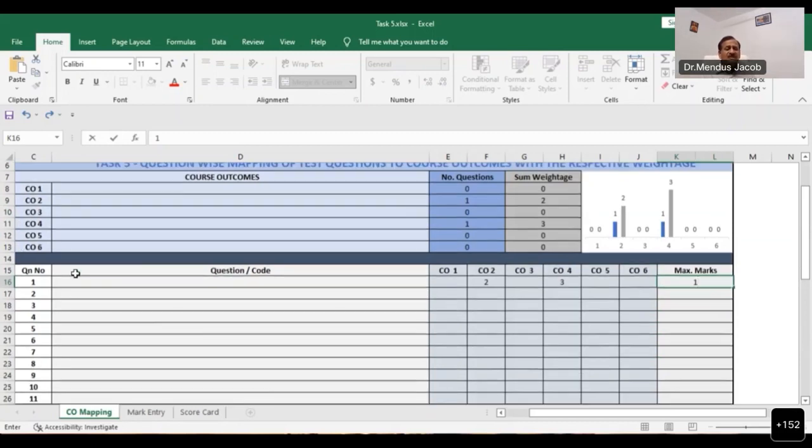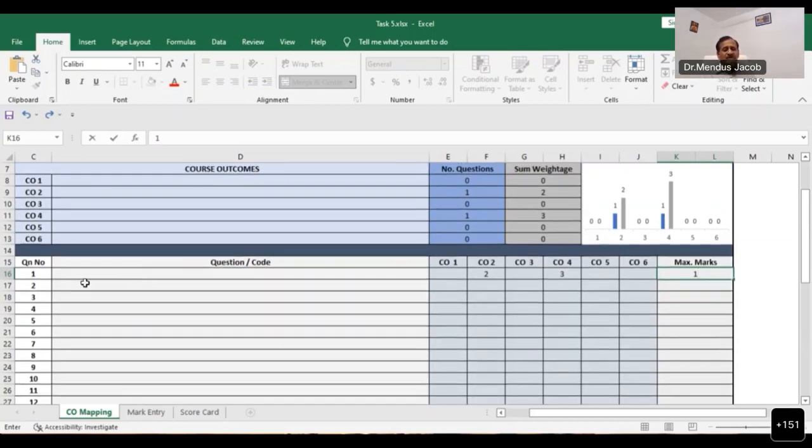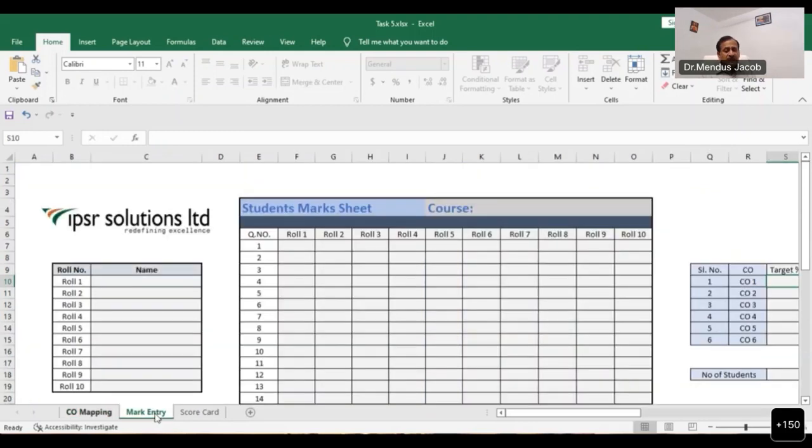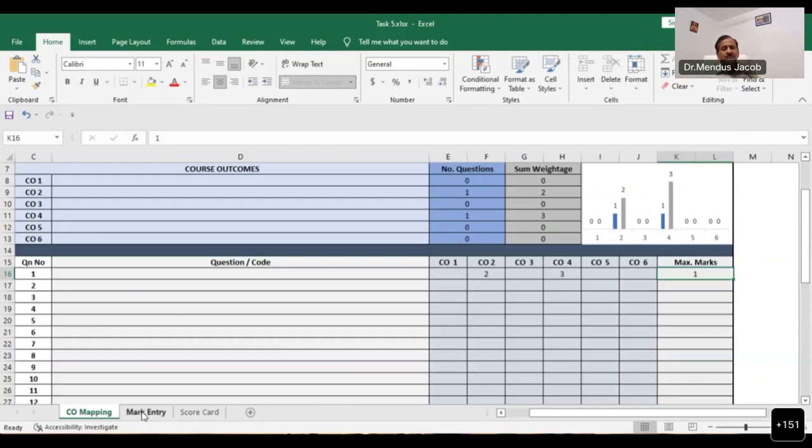And the questions, you can put here, and map these questions to the different course outcomes you have designed. If you have only 5 course outcomes, don't worry, you can put 5 only. The maximum marks you can also put here. Then go to the next tab. This is the CO mapping.